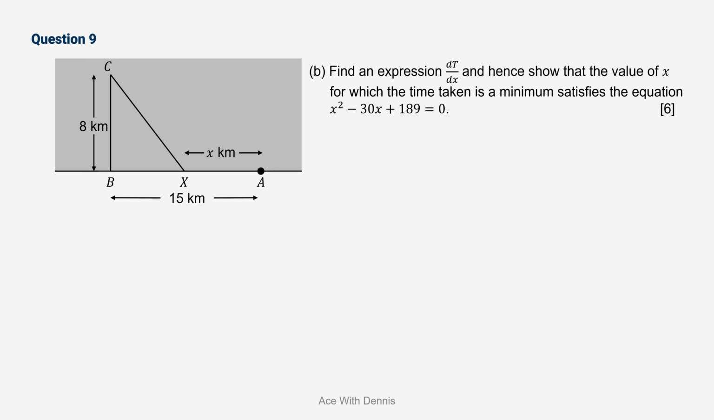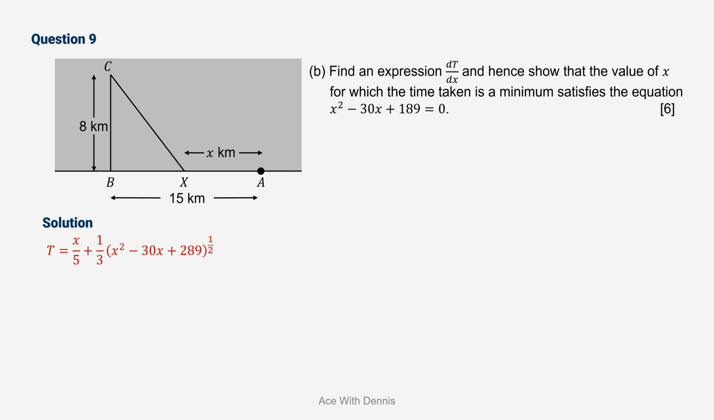B. Find an expression for dT over dx and hence show that the value of x for which the time taken is a minimum satisfies the equation x squared minus 30x plus 189 equals 0. 6 marks. So for this question, there are two things we need to do. The first thing is we want to find dT over dx.